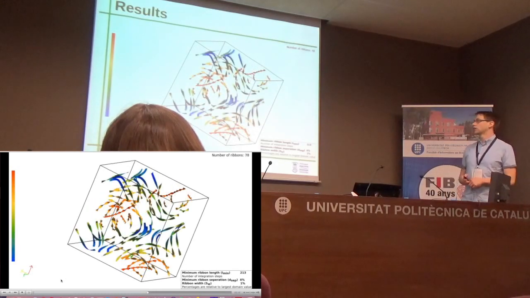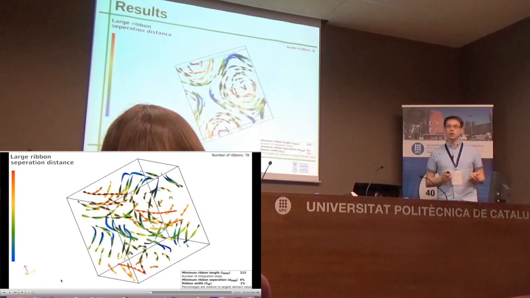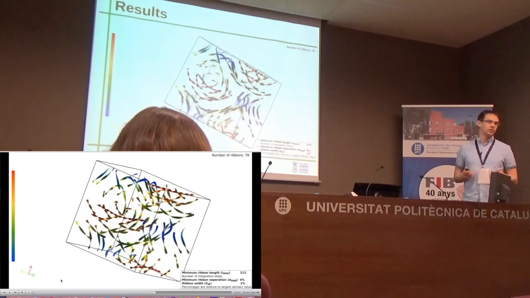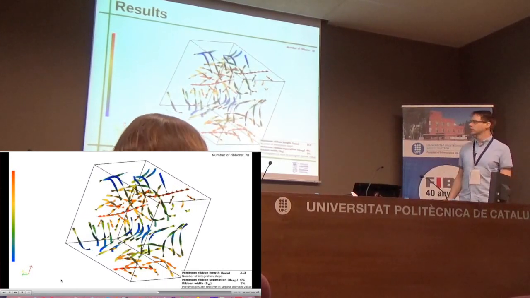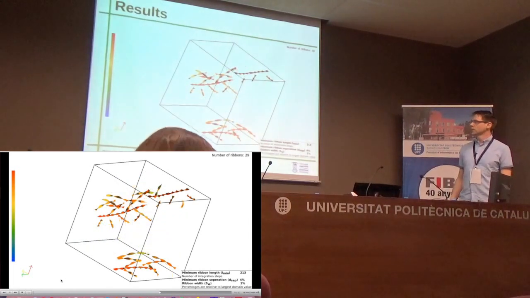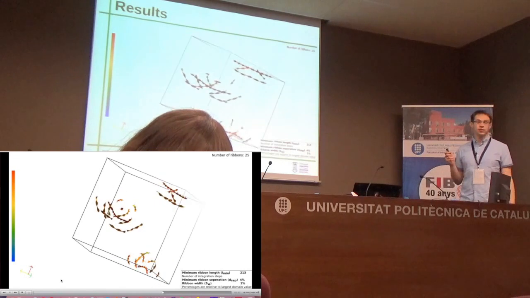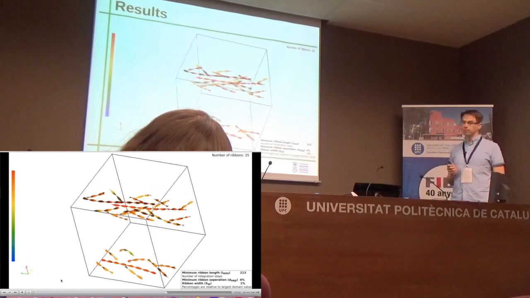So we have a large ribbon separation distance here, then we have a lot less clutter, less occlusion, but we lose details within the flow, so we can't necessarily comprehend the whole flow as well. And again, you can see the filtering. Incidentally, the colour on these ribbons is mapped to the helicity magnitude at that particular point on the ribbon.